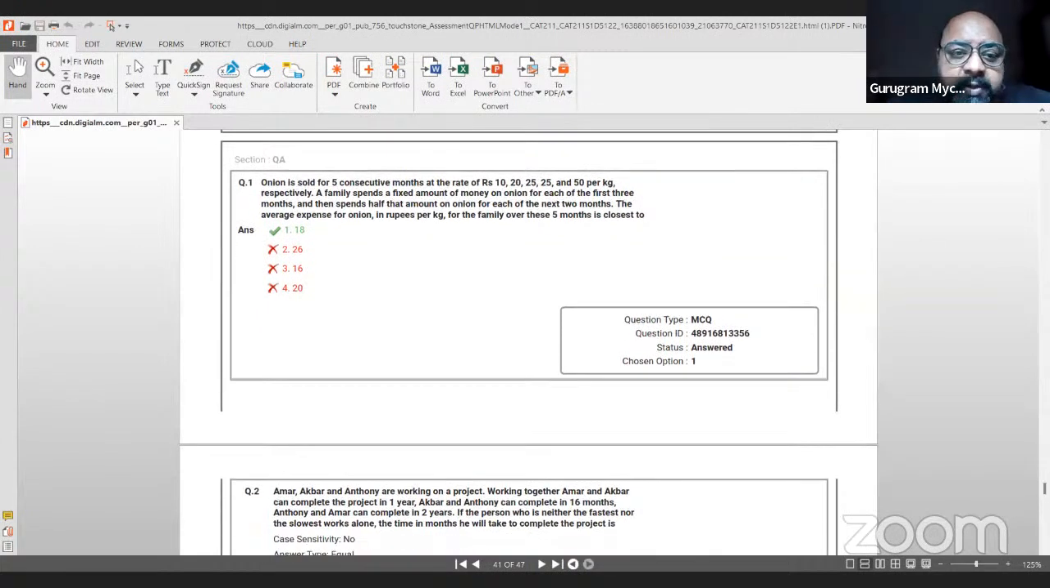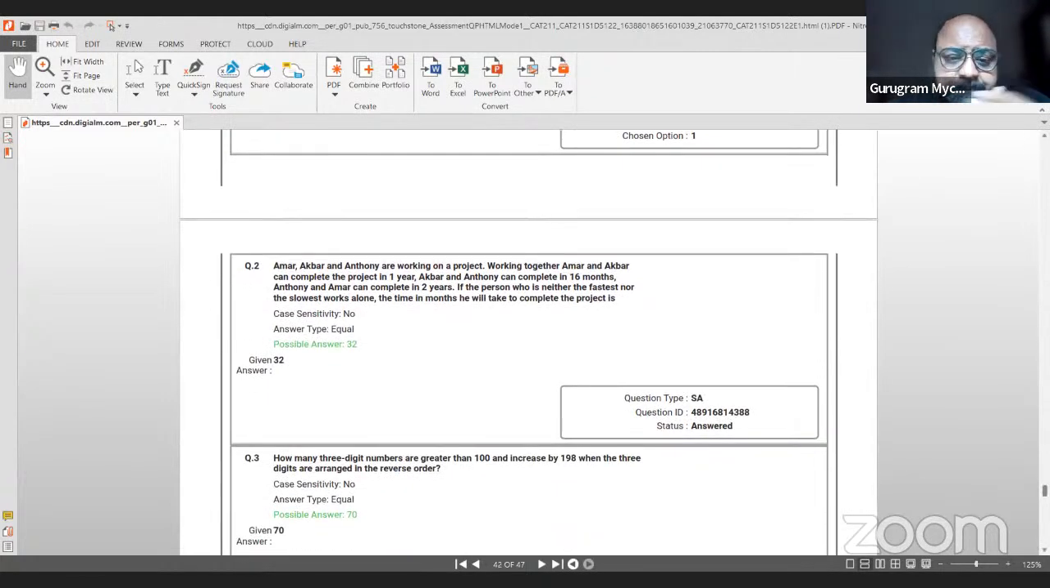जैसे question number 1 says an onion is sold for 5 consecutive months at the rate of 10, 20, 25, 25, 50 per kg. A family spends a fixed amount of money on onion for each of the 3 months, then spends half that amount for onion for each of the next 2 months. The average expense for onion for the family in 5 months is closest to. Now, it's a basic average question, but I will not be able to solve it outrightly orally. ऐसा मुझे लगा था. So for this question I would mark it and say, okay, हो जाएगा, but second round में करूंगा इसको, right?